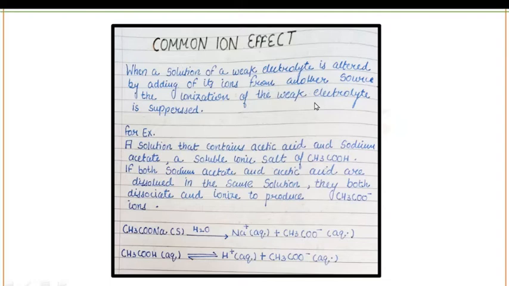For example, we have a solution that contains acetic acid and sodium acetate, a soluble ionic salt of acetic acid. If both sodium acetate as well as acetic acid are dissolved in the same solution, then they both dissociate and ionize to produce the acetate ion, that is CH3COO- ion. As you can see here, in the dissociation of sodium acetate and acetic acid, you will get a common ion between these two, that is your acetate ion CH3COO-.